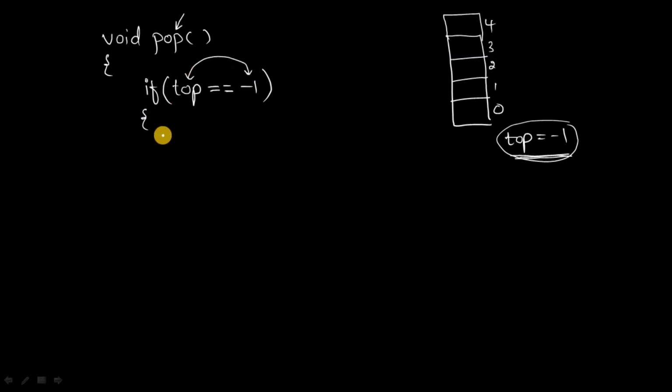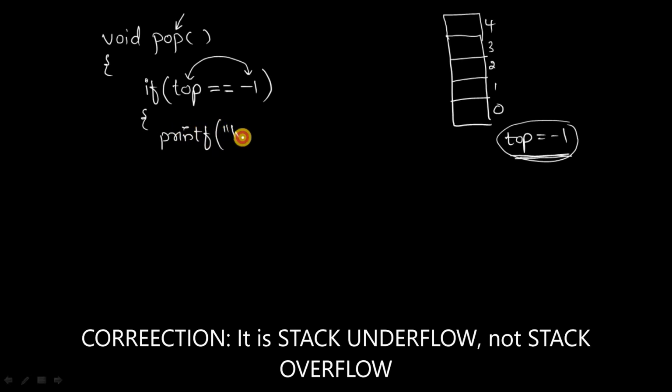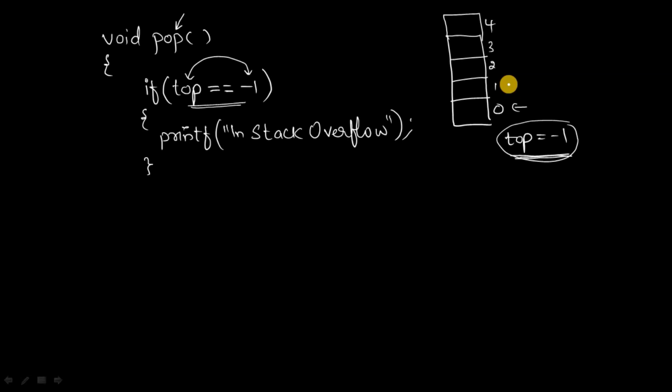If this is true, it indicates that there are no elements in the stack. So you have to print stack overflow. And if this condition becomes false, that means top value might be 0 or top value might be 1. There are some elements in the stack that you can delete, right? So come to the else part. What is the meaning of coming to else? It means that yes, there is at least one element in the stack which you can delete.